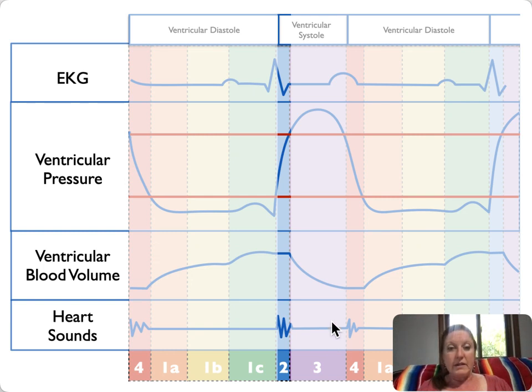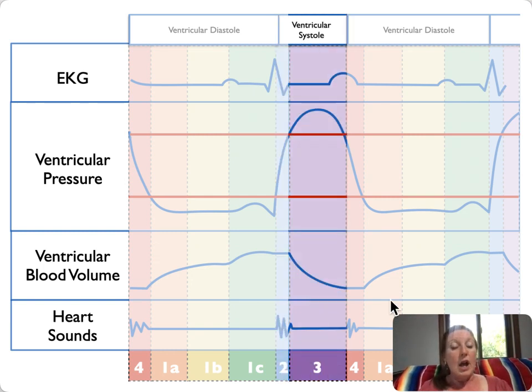I don't know why this is not moving. Here we go. Okay, so now we move into the phase known as ventricular ejection.